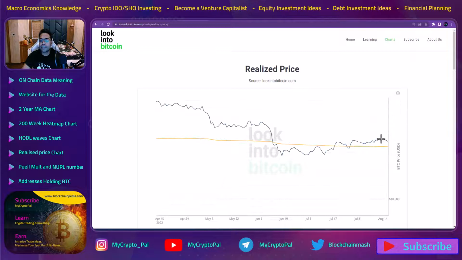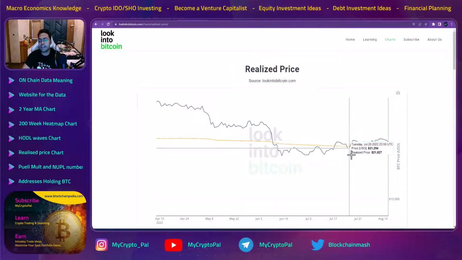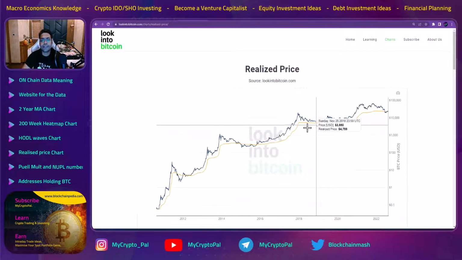Okay, so you can see that we were already below the realized price and now we are consolidating near it. It doesn't mean that the market has bottomed out or that it goes up from here. It's just one more indication that because Bitcoin is consolidating near the realized price, the market is looking very good. Okay, so this is the realized price.